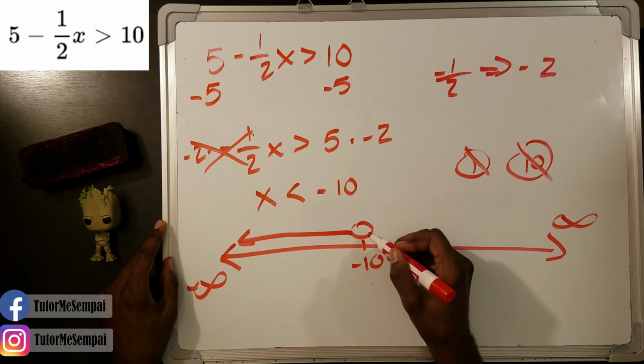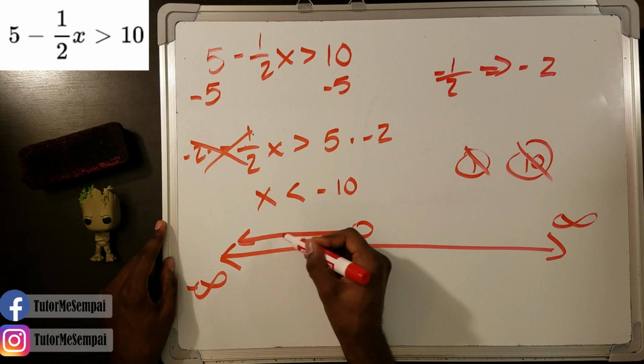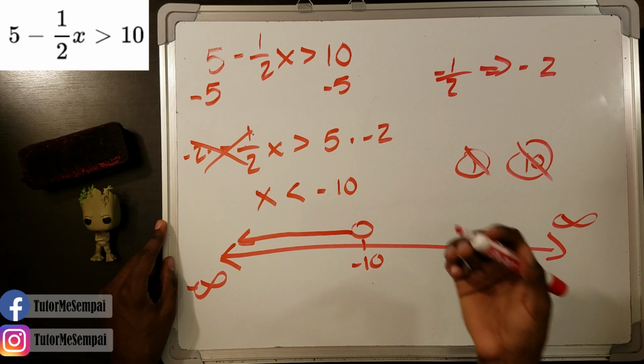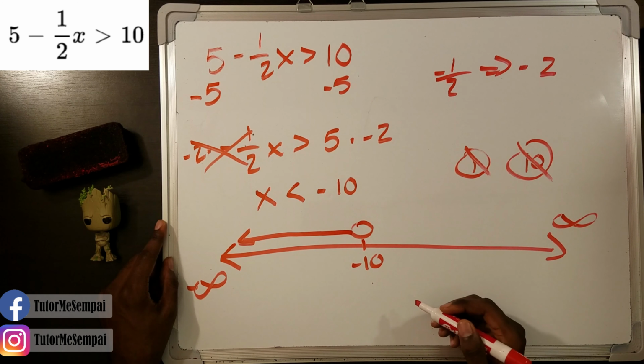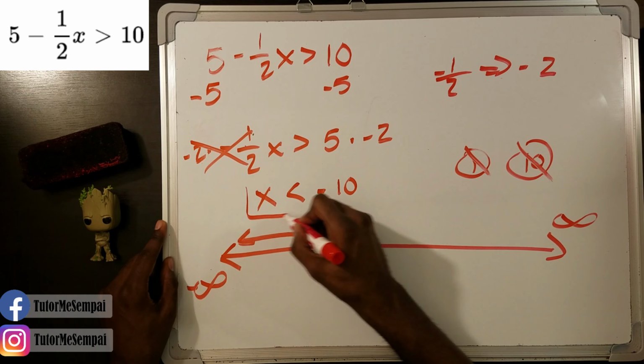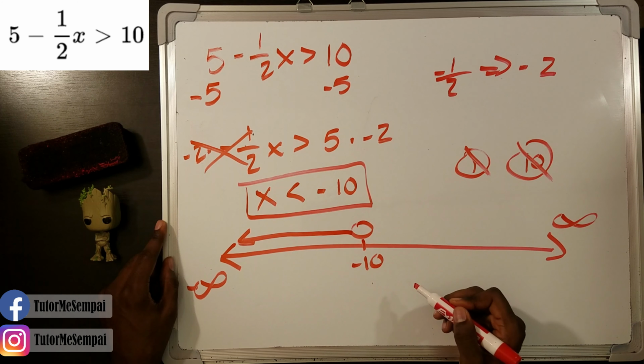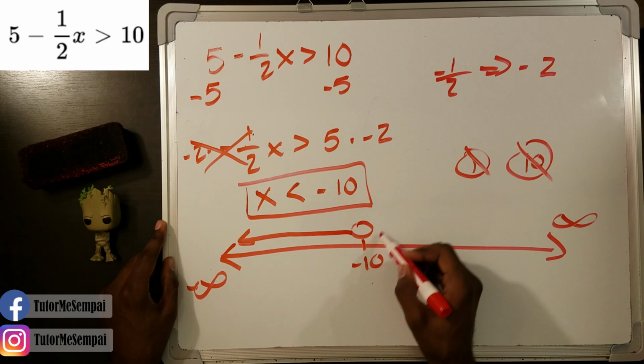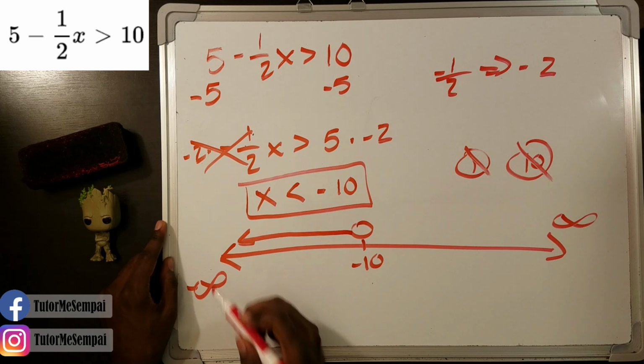So we don't fill in a bubble. We make our arrow pointing towards negative infinity, and now we've graphed it. So our answer for today is going to be x is less than negative 10, and our graph is going to point from negative 10 towards negative infinity.